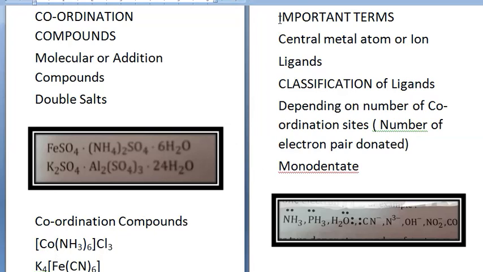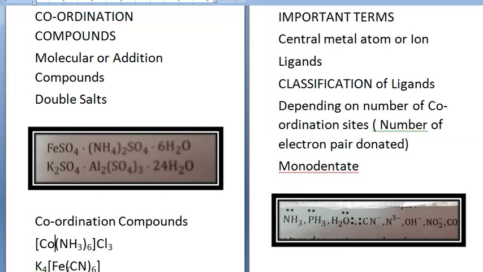Now we come to the second term, that is ligands. A ligand is a species that is capable of donating an electron pair to the central metal or metal ion. Because it is donating an electron pair, it is a Lewis base. Ligand attaches to the central metal through a coordinate bond. Like in [Co(NH3)6]Cl3, NH3 is the ligand. In the same way, in K4[Fe(CN)6], CN is the ligand.